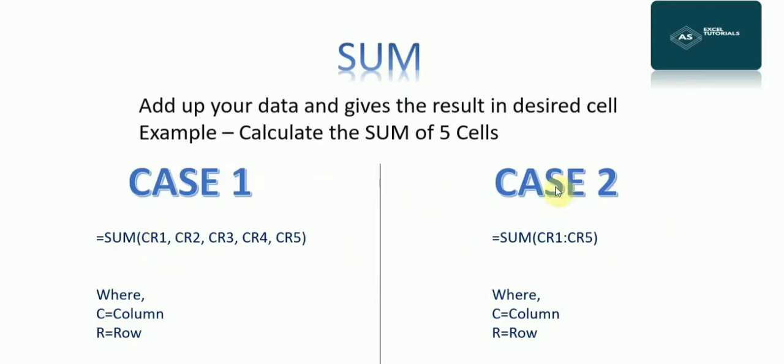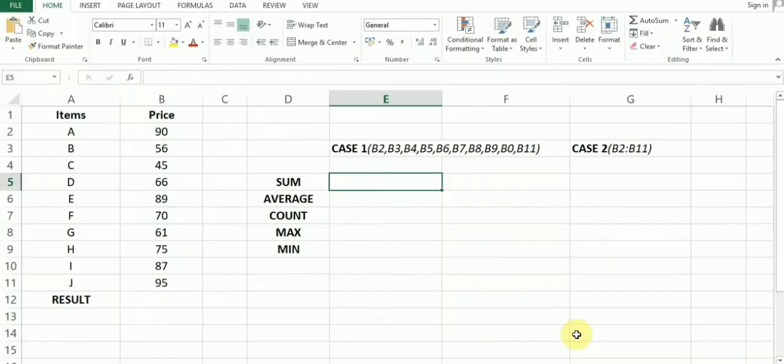Now let's go to case 2. In case 2, instead of writing the complete cell numbers, that is CR1, 2, 3, 4, 5, we'll shortly write is equals to sum, and in brackets we'll write the first cell name, colon, the last cell name. Here also C stands for column and R stands for row.